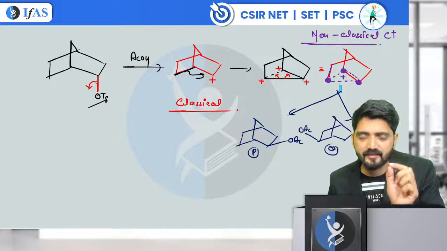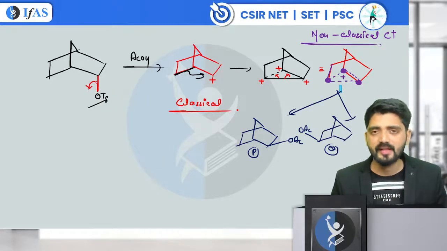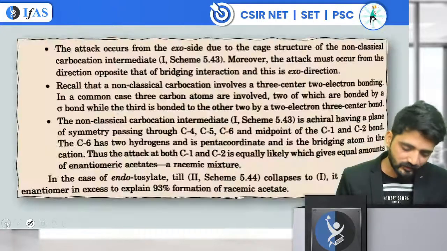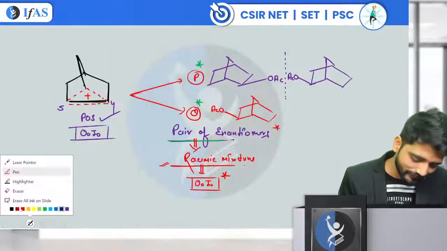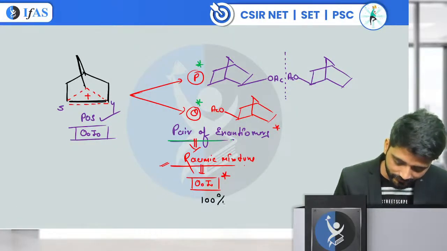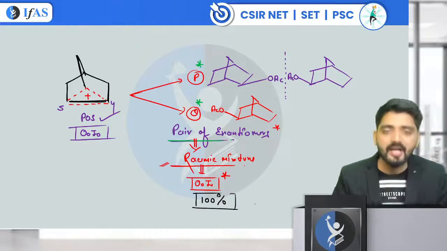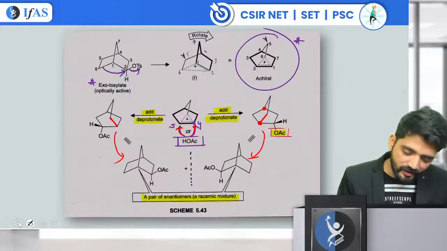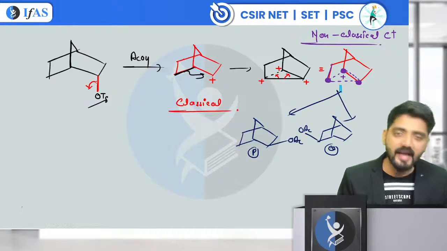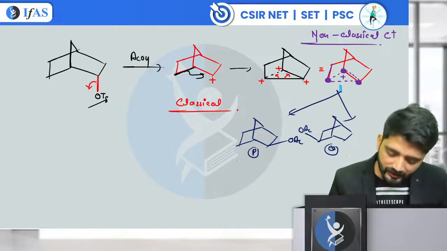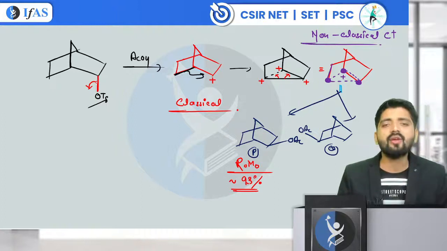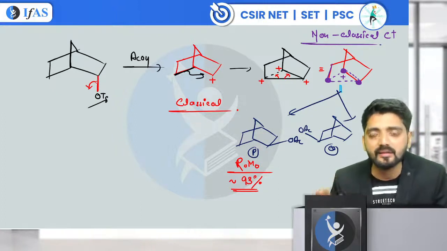But there exists a little difference here. We say that the racemic mixture formed in the first case is 100%. It means the overall solution is a racemic mixture. It is overall optically inactive. But when we are dealing with the endo situation, the experimental facts say that here the racemic mixture which we have formed from the non-classical carbocation is approximately 90%, and if I go more exact, it is close to 93%.